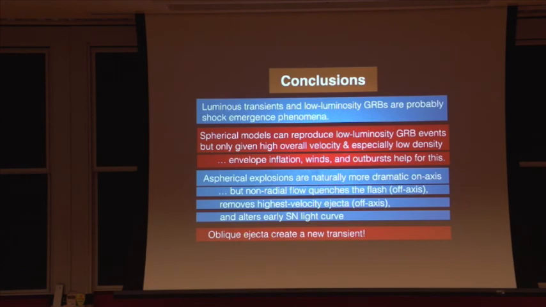Once you have one, this non-radial flow develops around the surface of the star, and it does some things which eliminate high energy emission, like it hides the photon flash and removes the production of high velocity ejecta, but then it also creates a new source for X-ray emission after these stars blow up. So I'll stop there.